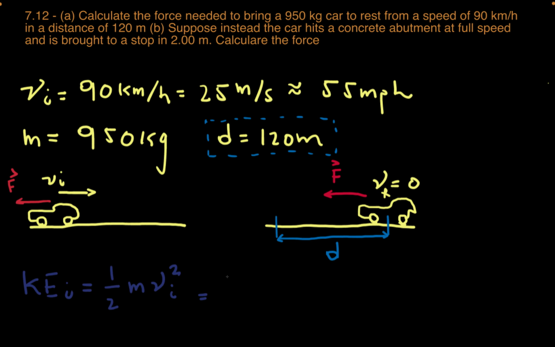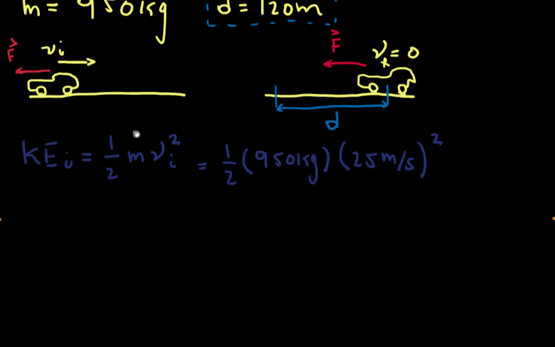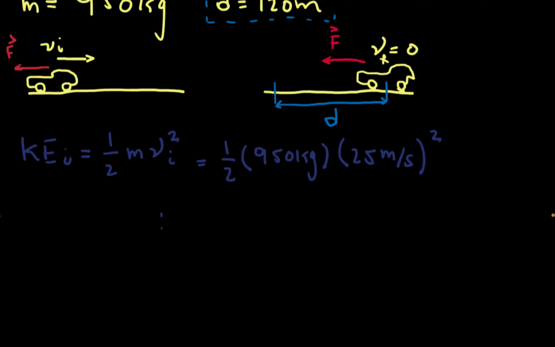So all I need to do here is 1/2 times 950 kilograms, and then 25 meters per second, the entire thing squared. Okay, so when you carry out this calculation, the kinetic energy ends up being about 300,000. It's 296,000 something, but it's close enough.